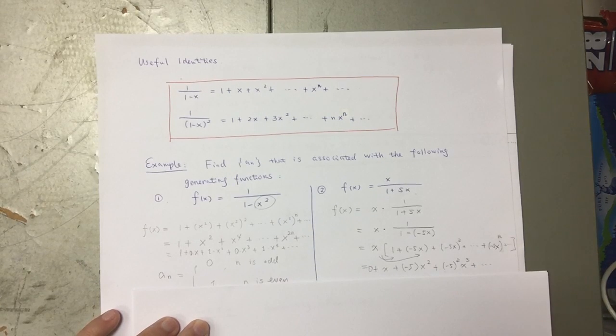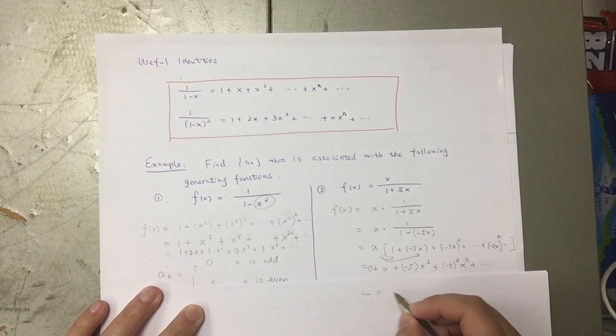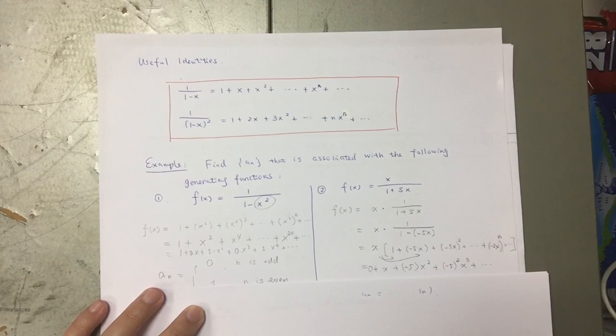You may want to pause this video here and try it on your own to write a_n in terms of n. And continue this video when you're ready.